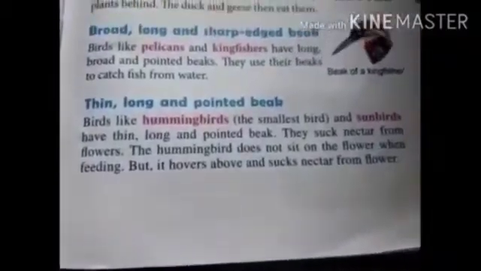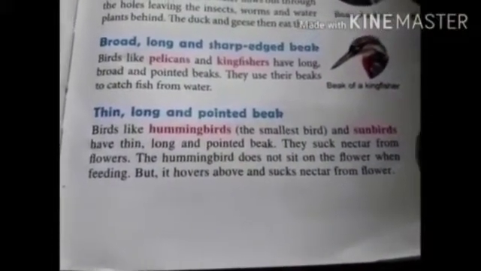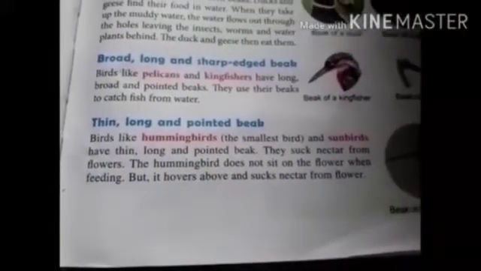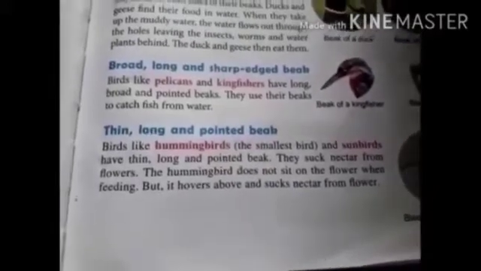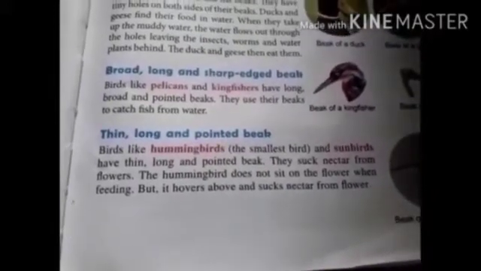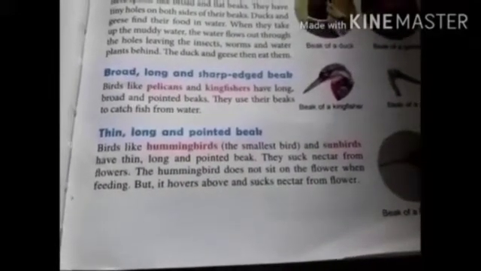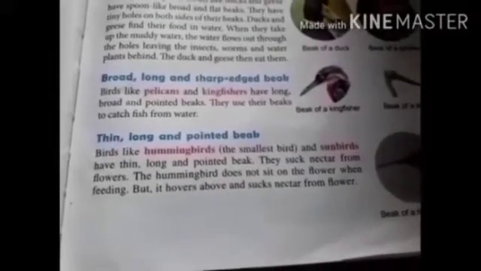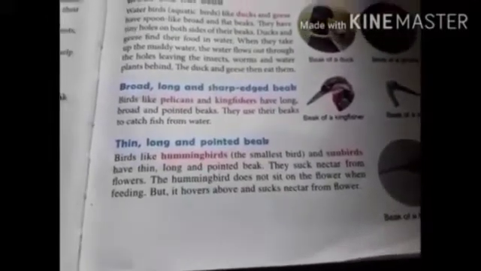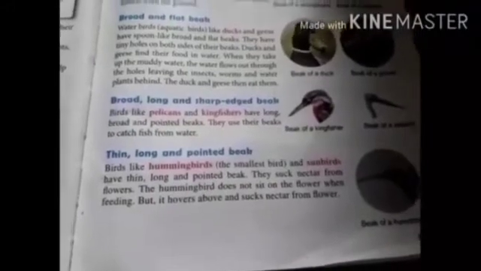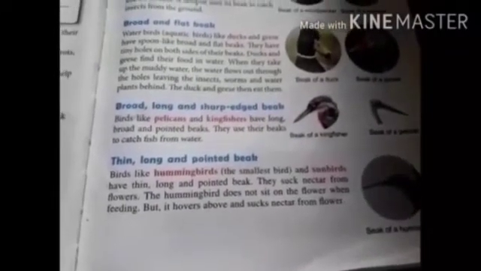Now children, thin, long and pointed beak. Birds like hummingbirds, that is the smallest bird, and sunbirds have thin, long and pointed beak. They suck nectar from flowers. The hummingbird does not sit on the flower when feeding, but it hovers above and sucks nectar from flower. That means it flies over the flowers and then sucks the nectar from flower. Now you can see the picture of the beak of a hummingbird. It is so pointed because they suck the nectar from the flower.